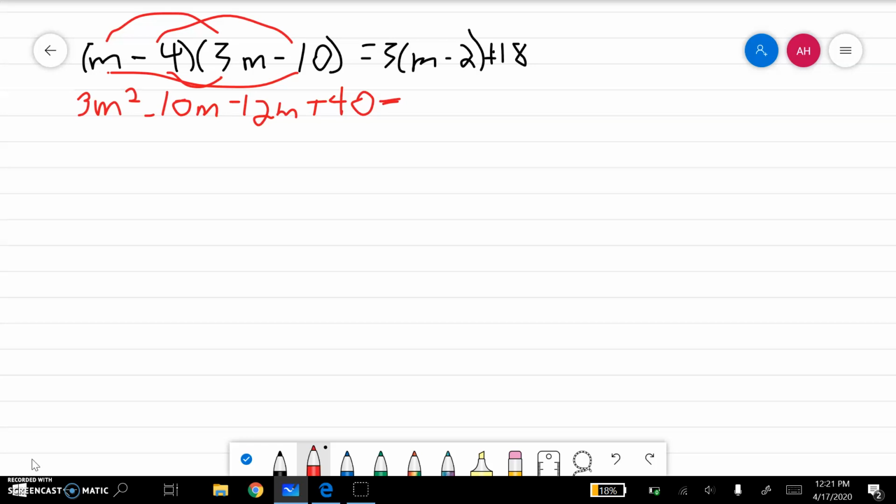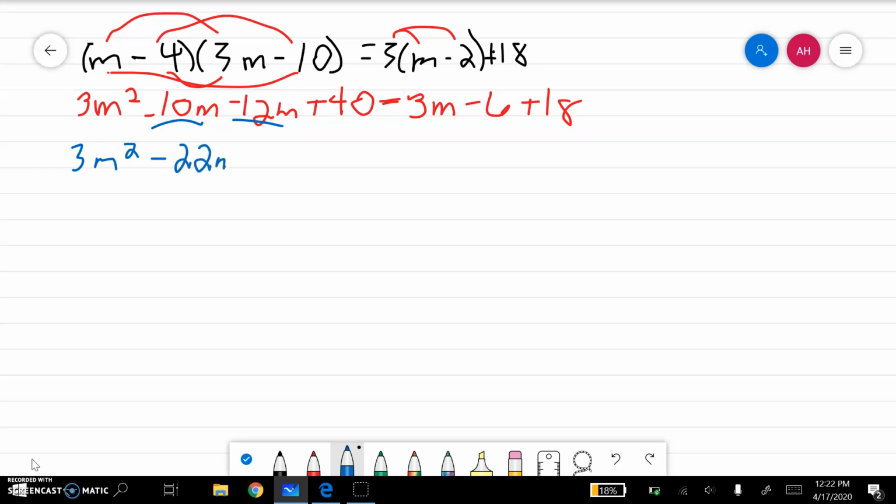On the right side, we're going to distribute the 3. So we get 3m minus 6, and we still have that plus 18. Then combine like terms on each side. So I can combine these. So we have 3m squared minus 22m plus 40. And then we can combine negative 6 plus 18, so we get 3m plus 12.